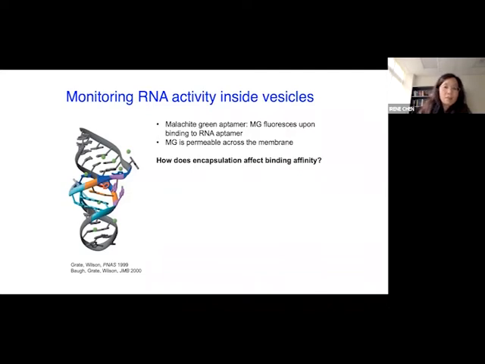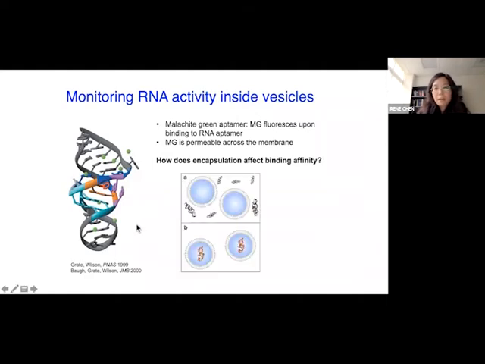So again, we started out looking at the malachite green aptamer. This aptamer causes the malachite green dye to fluoresce upon binding. Also, another important point was that malachite green, the dye, is permeable across the membrane, so we can make equilibrium measurements. So our question is, how does encapsulation affect binding affinity? And we do this by comparing two scenarios. The scenario where there are vesicles, but the malachite green aptamer is not encapsulated. So we call this an outside vesicle condition. And then also the condition where the RNA is encapsulated inside the vesicles.